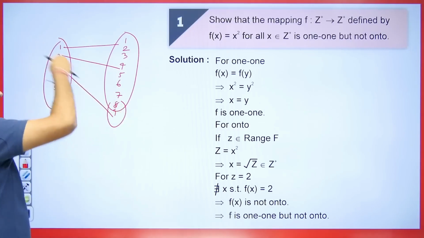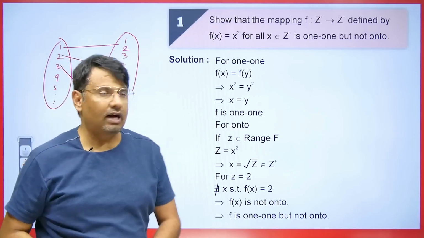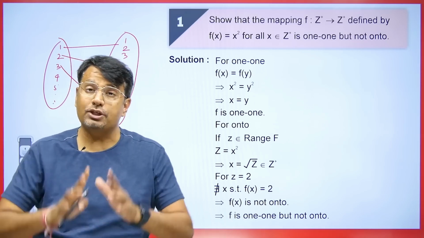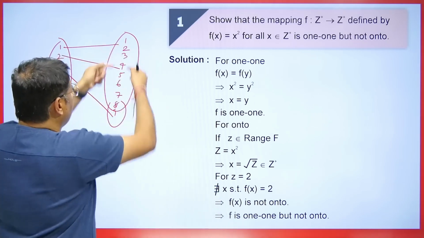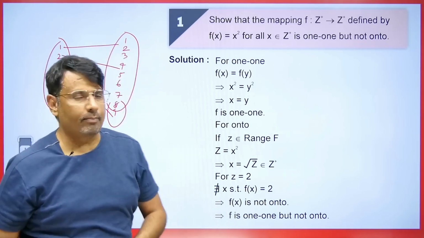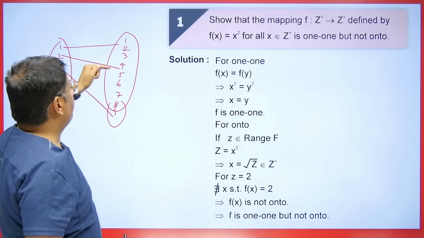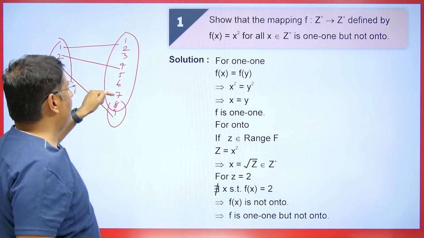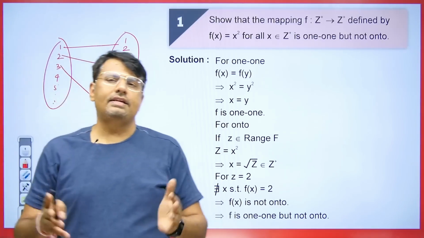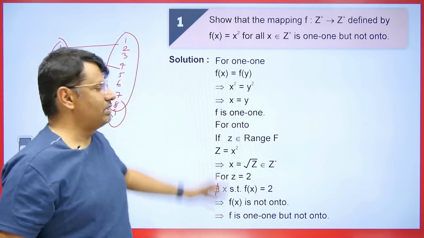So students, every element will have a unique image. So it will be a 1-1 function, but the function will not be onto. The reason for this is that this element will be blank. And the range and codomain are not equal, because the pre-images of 2, 3, 4, 5, 6, 7 will not exist. So it will not be an onto function. So like this, we can prove this easily.